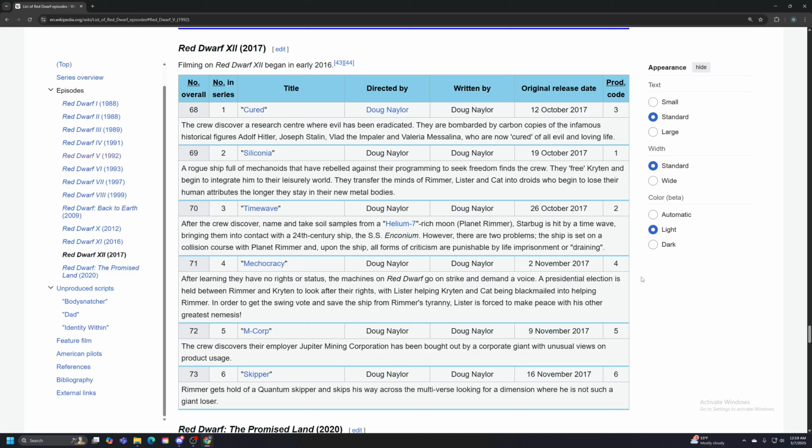Episode 5. M-Core. The crew discovers their employer, Jupiter Mining Corporation, has been bought out by a corporate giant with unusual views on product usage. Episode 6. Skipper. Rimmer gets hold of a quantum skipper and skips his way across the multiverse looking for a dimension where he is not such a giant loser. That... Yikes.